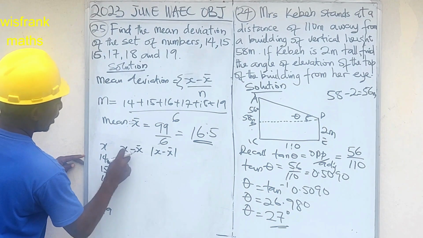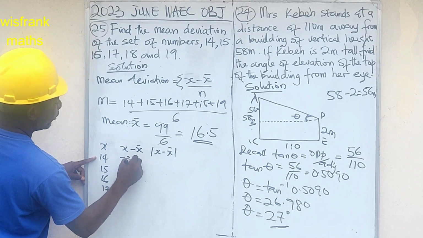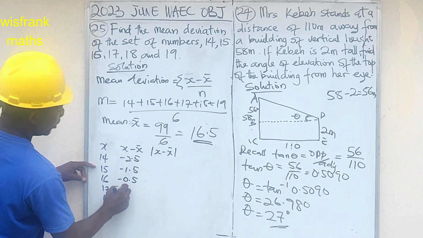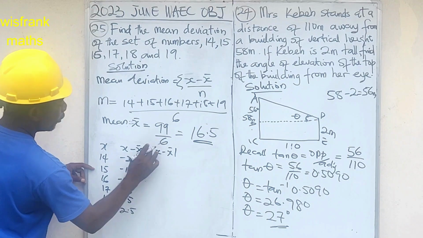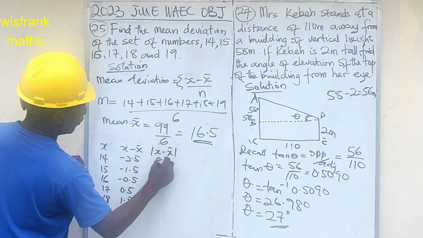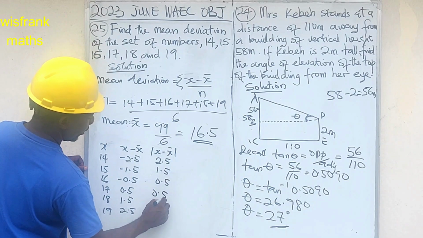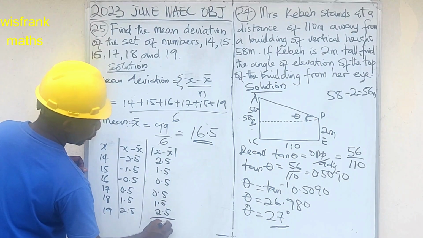So here we have the mean, which is 16.5, minus 14, which is going to be minus 2.5. Here minus 1.5. Here minus 0.5. Here will be 0.5. Here will be 1.5. And here will be 2.5. For the absolute value, that means this minus 2.5 will be 2.5, 1.5, 0.5, then 0.5 again, 1.5, then 2.5. Then when we sum all this, the summation is going to give us 9.